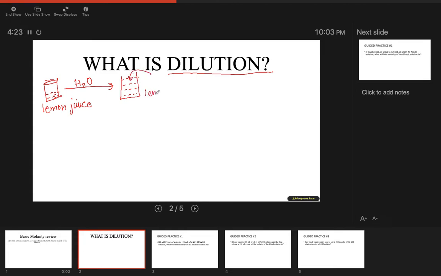You got your lemonade. I don't think I know how to spell lemonade, but N-A-D-E. Okay, lemonade. So here, as you can see, you started with lemon juice, very sour. You added water, you diluted, and you now have lemonade. Basically, putting water into a solution is called dilution.